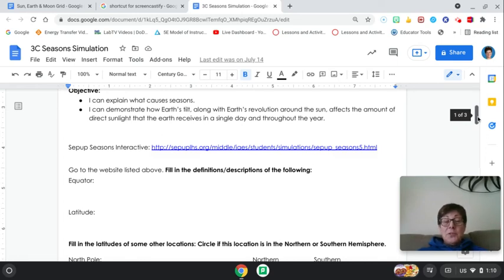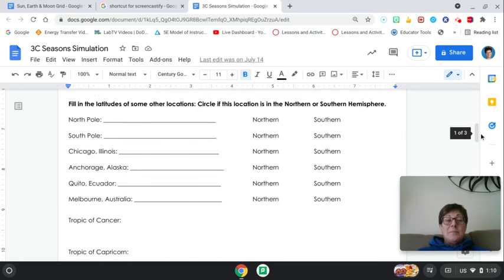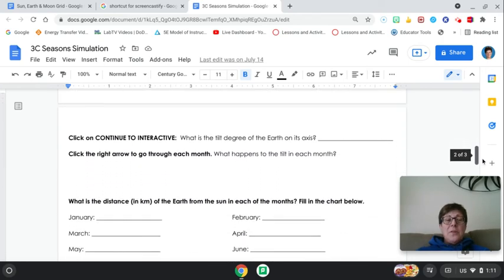So you're going to use the first page to give me a definition of the equator and of latitude. And then you're going to fill in latitudes of some of the other locations, and then circle if this location is in the northern or southern hemisphere. So on the first page, or second page, it should tell you the latitudes, and you're going to tell me whether it's in the southern or northern hemisphere. You're going to talk about the Tropic of Cancer and the Tropic of Capricorn. And then you're going to click to continue to the interactive.